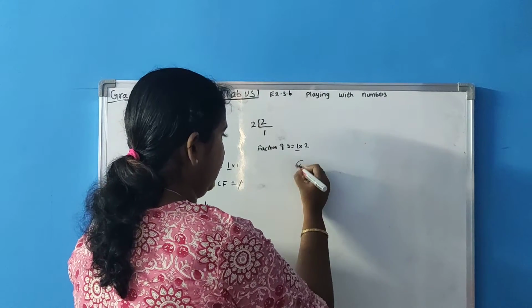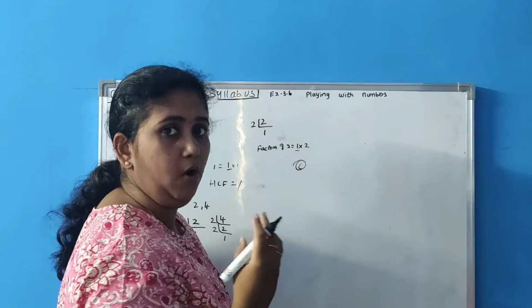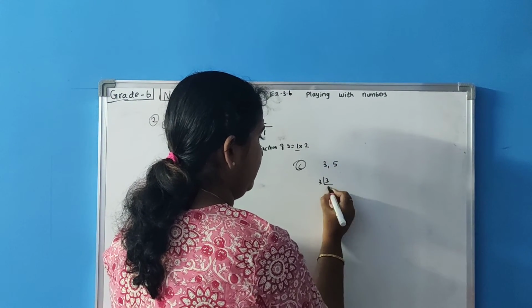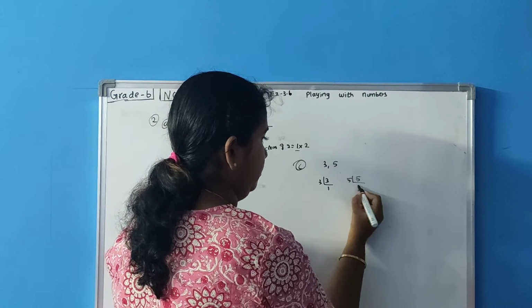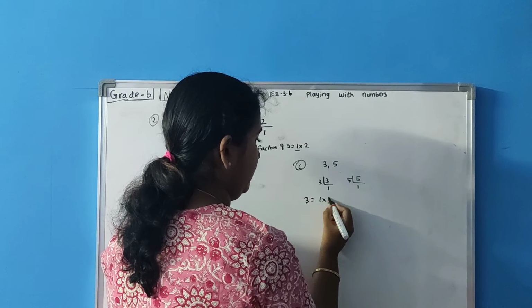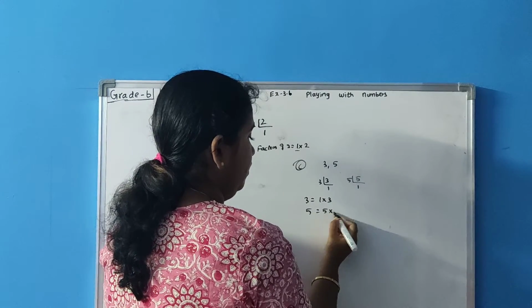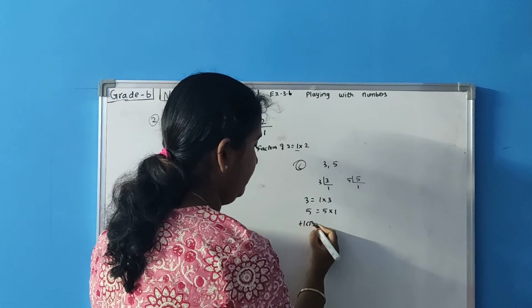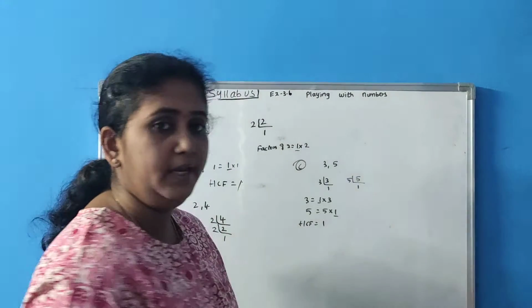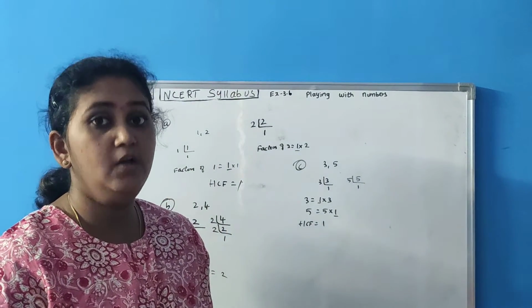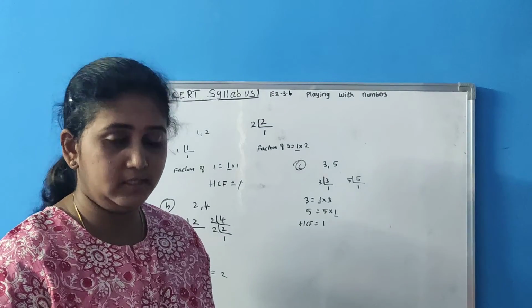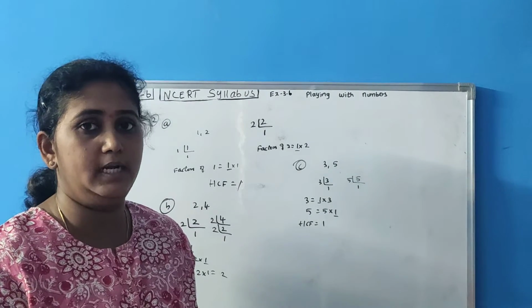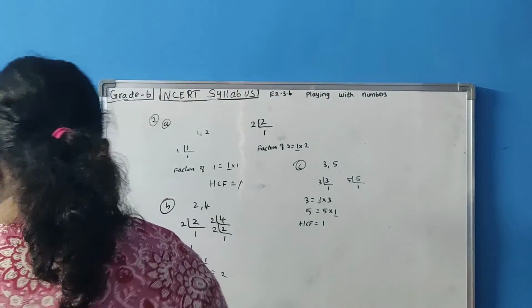Then third sum, any consecutive odd numbers. I am going to take 3 and 5. For 3 table 1, 5 table 5, 1. So factors of 3 is 1 into 3, factors of 5 is 5 into 1. So the highest common factor is 1. So for any consecutive odd numbers, the HCF is 1. For any consecutive even numbers, the HCF is 2. And for any consecutive numbers, the HCF is 1. Did you understand? Okay, so this is your second sum.